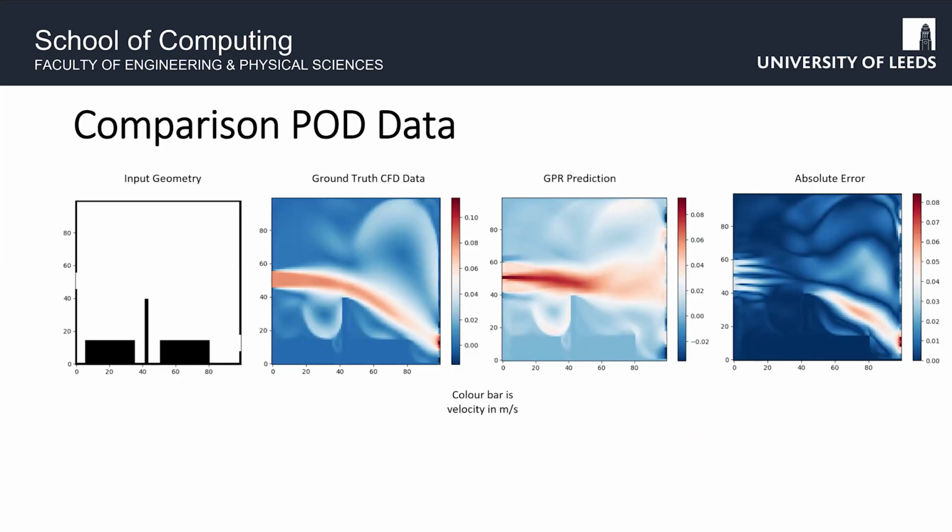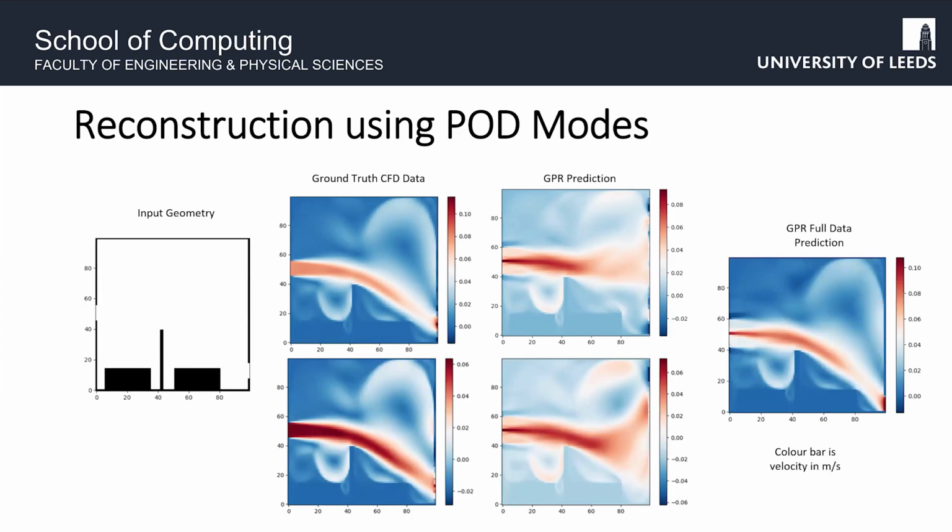So when I'm comparing it with the POD, this is the ground truth and the GPR prediction. It's struggling a lot more to predict this curve over here. It assumes it's a straight path across, and you can see the error is a lot higher here. This is just following on from comparing the POD to the FPCA. The FPCA is just better at showing that curve, but it does struggle against the wall here.